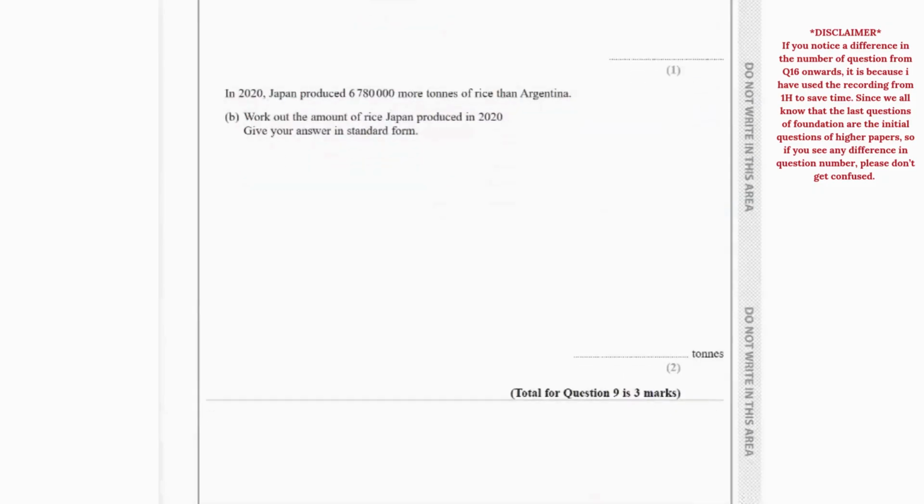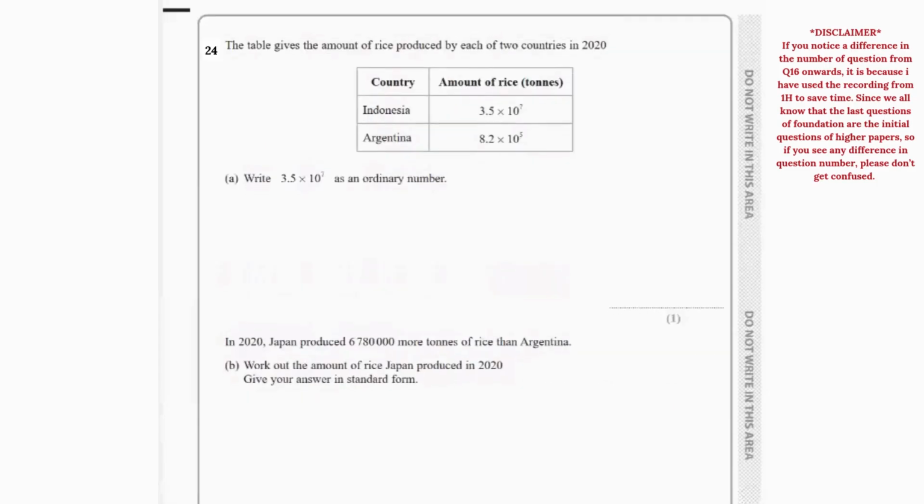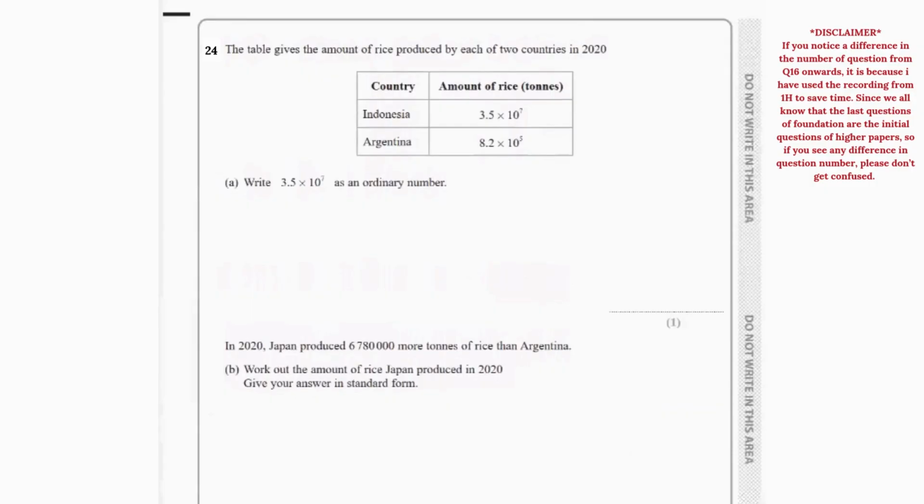Then it says in 2020, Japan produced 6,780,000 more tons of rice than Argentina. Work out the amount of rice Japan produced in 2020, giving your answer in standard form. So Argentina is 8.2 times 10 to the power of 5.